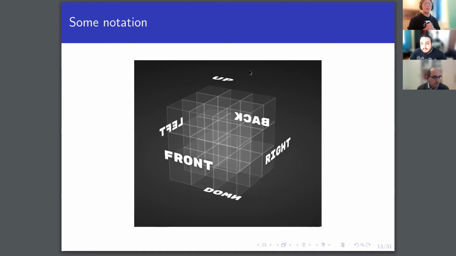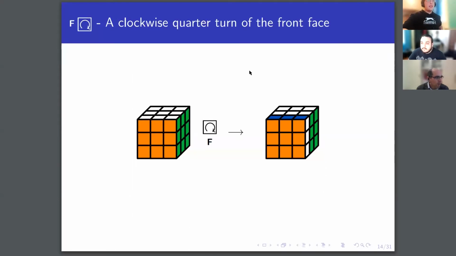Now I'm going to talk a bit about groups, and as most of you know, to talk about groups we need to introduce notation. So this is a transparent cube, and I'm going to refer to each side by the direction it's facing, more specifically with the first letter of the direction it's facing. So we have front and back, left and right, up and down. These are moves that are applied to the Rubik's Cube, and they're denoted by the first letter, as I've said. And it's very important to note that one move is defined as a clockwise quarter turn.